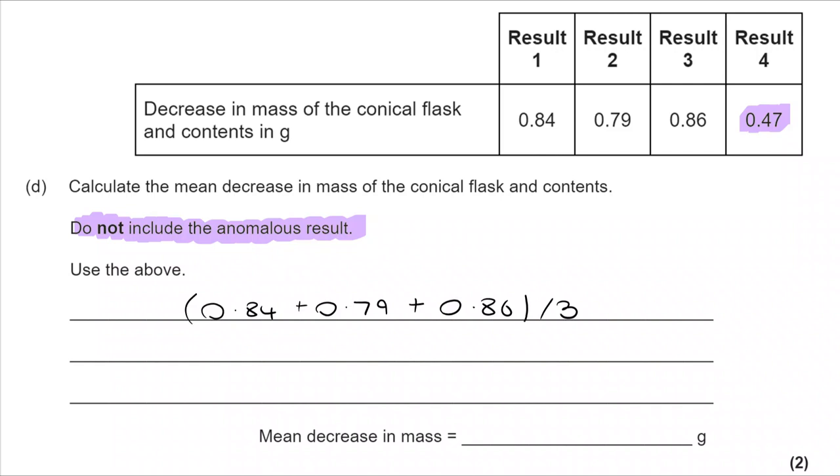So I'm now going to take my average of the 3 that I am including, 0.84 plus 0.79 plus 0.86, and divide that by 3 because there are 3 values included. And that takes me to a mean decrease in mass of 0.83 grams.